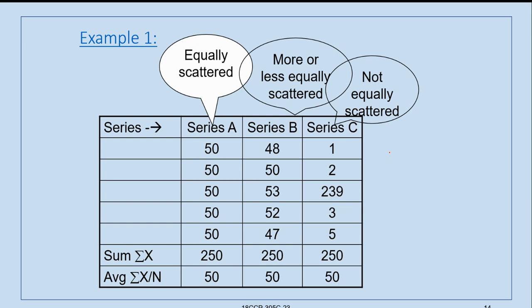So here what you have to understand is, even though the averages given here are the same, the variation is very high from one item to another item. This variation we have to measure. How much variation is there? That is the usage of measures of dispersion.